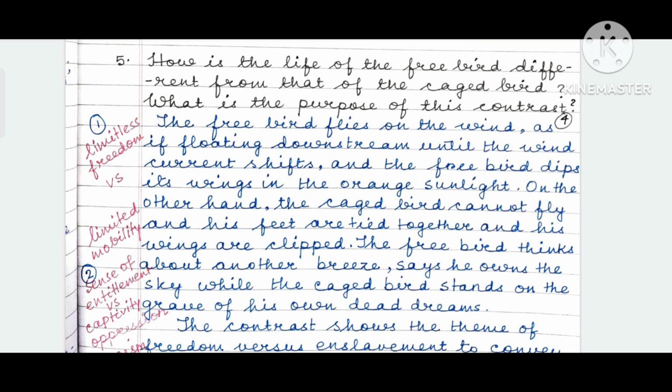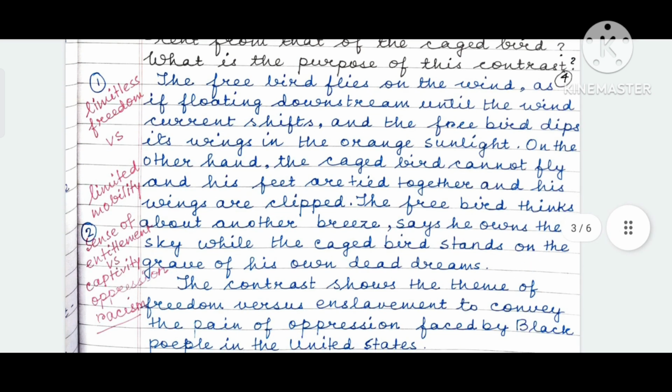So I'll mention two differences here because this question carries 4 marks and there are 2 subparts. I will write accordingly. So the first difference is limitless freedom versus limited mobility. You may also use these words in your answer, in your comparison. The next one, the free bird thinks about another breeze, says he owns the sky, while the caged bird stands on the grave of his own dead dreams.